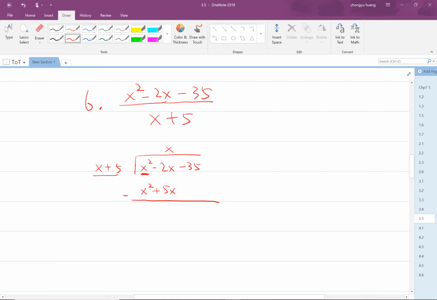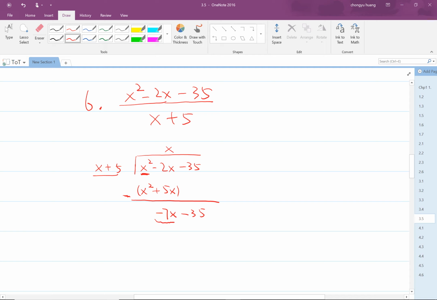And then right here you actually want to cancel it, right? X squared minus x squared becomes 0, right? And then negative 2x minus 5x becomes negative 7x, right? And then minus 35.